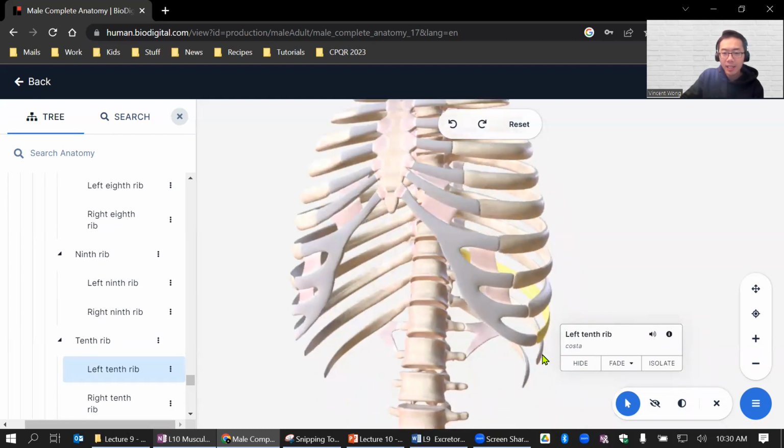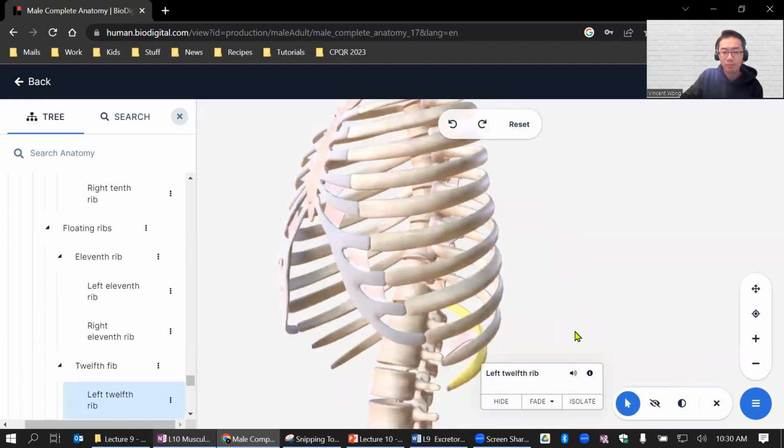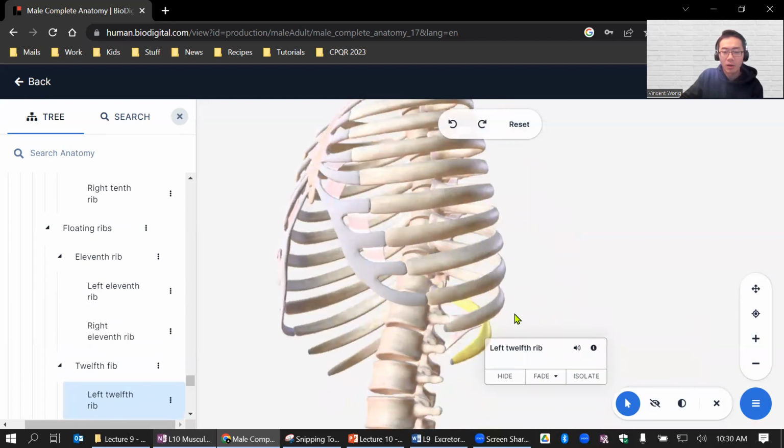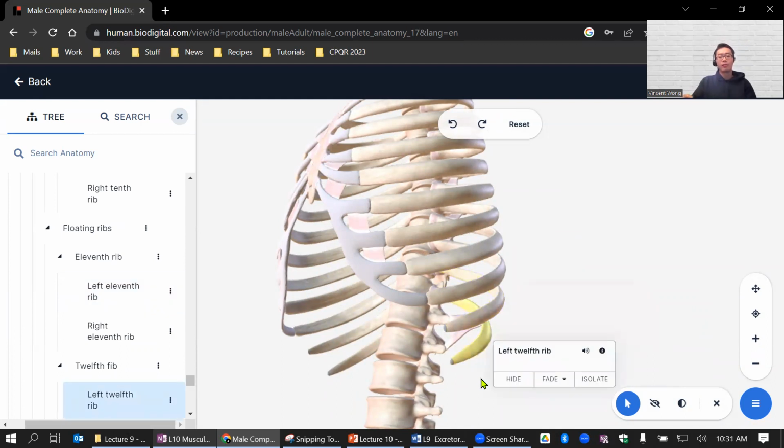And then we have these floating ribs, which don't connect to the sternum directly or indirectly at all. They're just at the bottom, kind of fanning out like that with no cartilage. So 11 and 12, those are the floating ribs, which are also part of your false ribs.